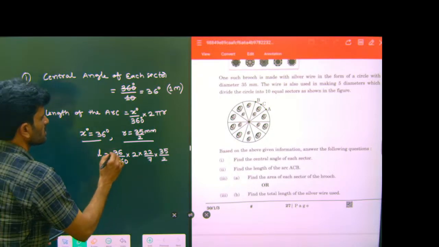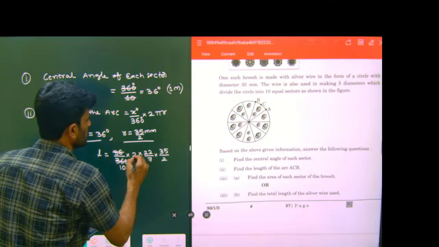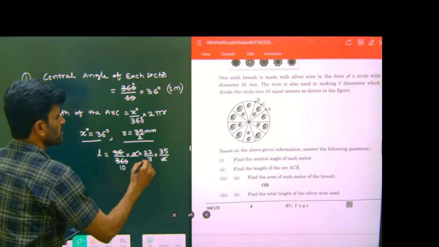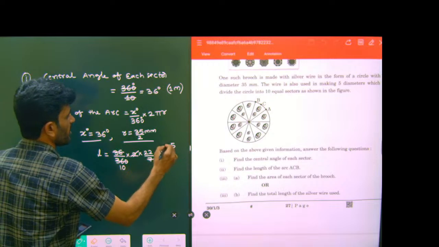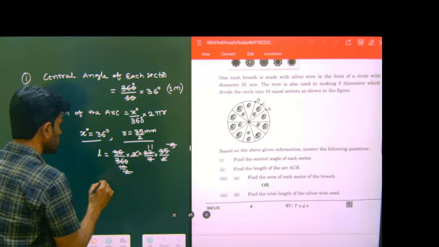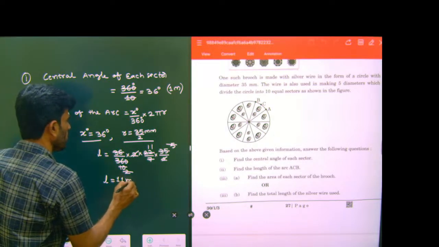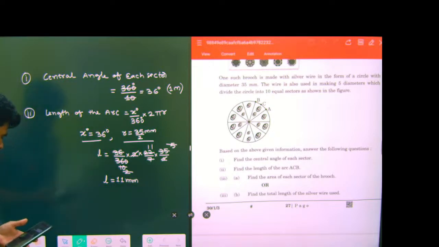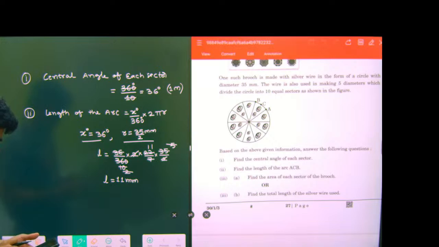Then what happens here? 36 ones are 36, 36 tens are 360. These two we can cancel, and here the 2 we can cancel. 7 ones are 7, 7 fives are 35. Again 5 ones are 5, 5 twos are 10. 2 ones are 2, 2 elevens are 22. So what is the length of the arc? The length of the arc is 11 millimeters. Hope you all got this answer correct.